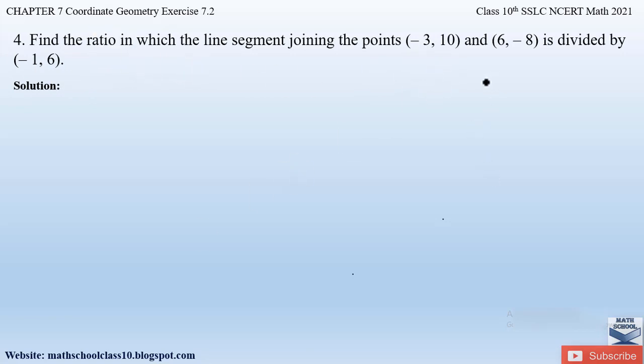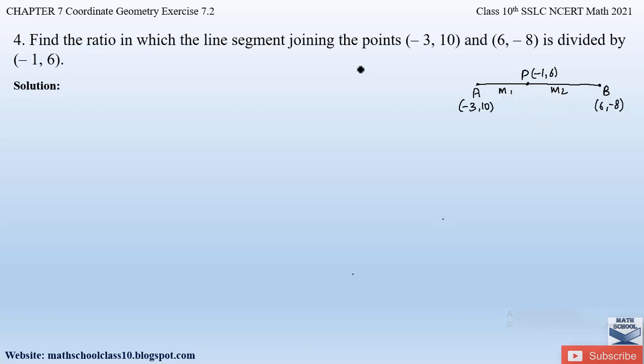So first let us draw the figure for better understanding. This is the line segment given by 2 points A and B, whose coordinates are given here as (-3, 10) and (6, -8). So we have a point P whose coordinates are given as (-1, 6), which divides this line segment AB in the ratio m1 is to m2. So we have to find out the value of m1 and m2 here.